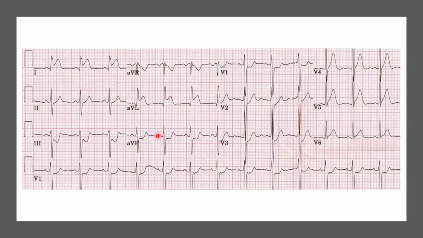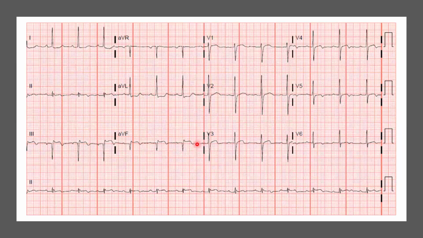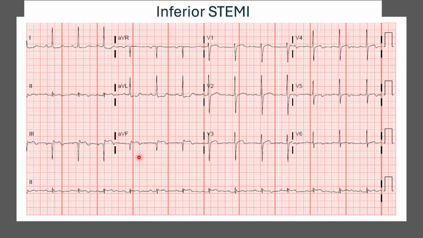Here we have an ST elevation in lead 1 and in AVL, and a corresponding ST depression in the inferior leads. So this is a lateral STEMI. And here we have an ST elevation in lead 2, lead 3, and AVF. So this is an inferior STEMI.